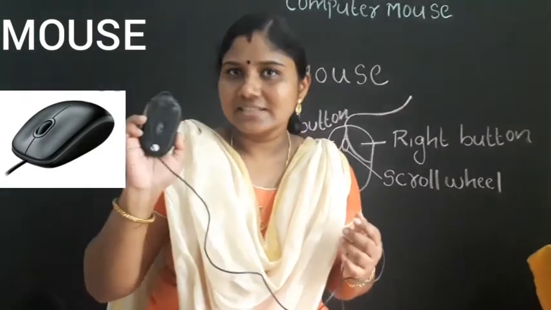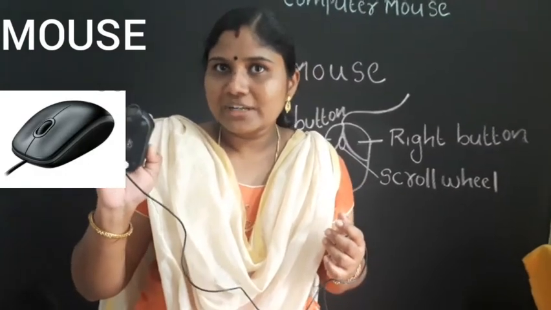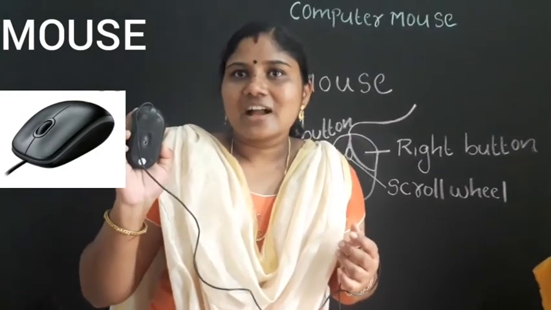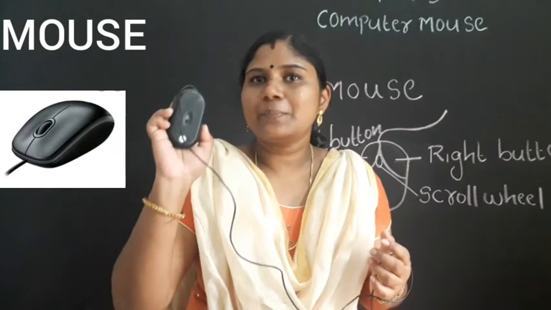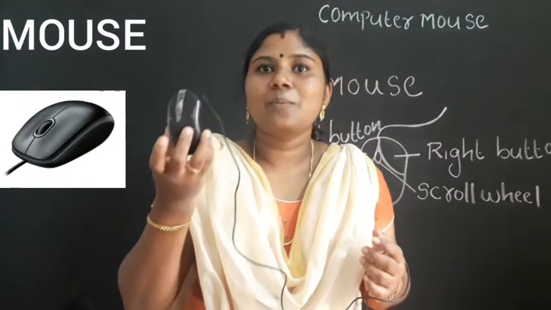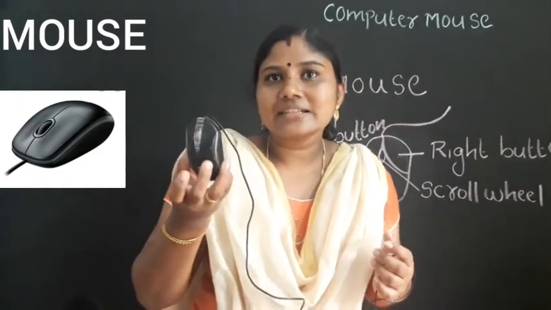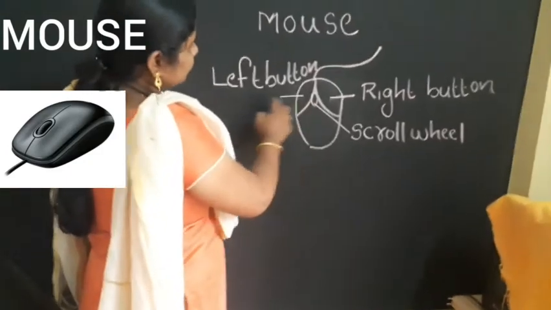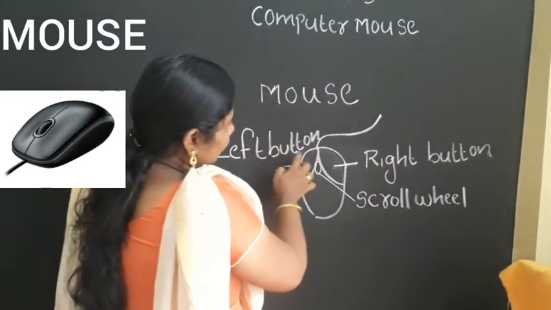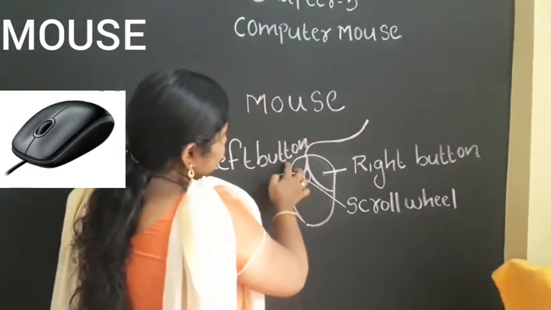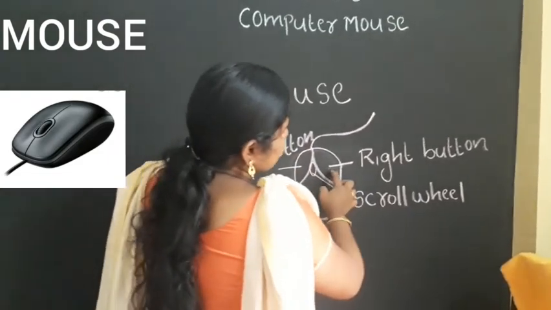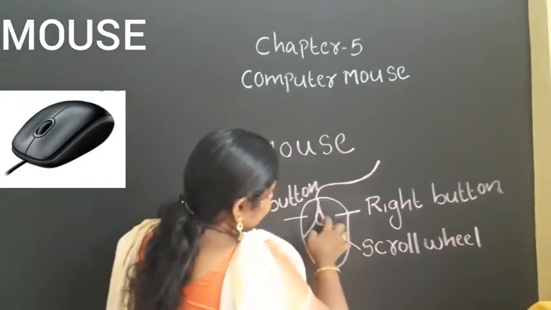Okay, what is this? This is mouse. This is an important part of the computer and a wire is connected to the CPU. The shape of mouse is oval shape. Which shape? Oval shape. And the mouse consists of two buttons and a scroll wheel. Two buttons. One is the left button. What is the spelling of left button? L-E-F-T. Button. B-U-T-T-O-N. Left button. This is the left button and this is the right button and this is the scroll wheel.